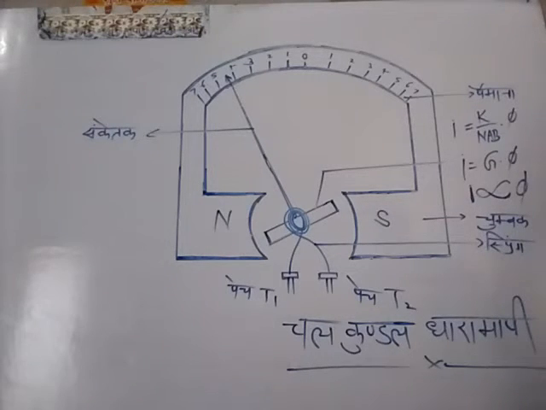And the next use of galvanometer is in measuring electric current in the Wheatstone bridge. It is used in Wheatstone bridge.